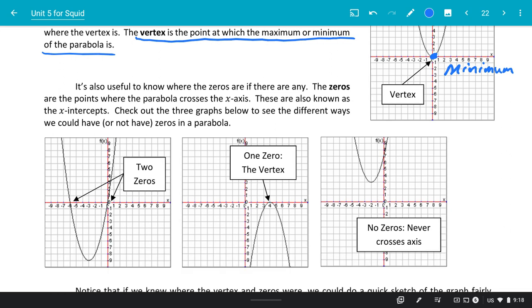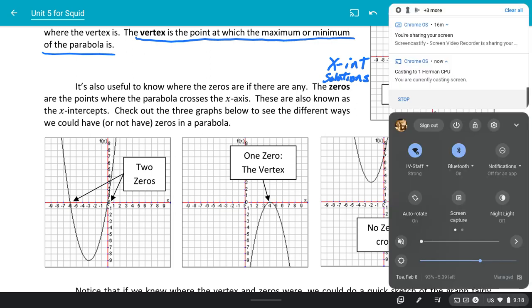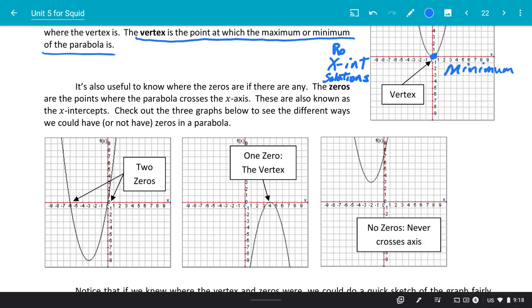What's another name for zeros? Solutions. Another name for zeros. X-intercepts. One more name for zeros. The roots. The roots of the quadratic. Yeah, that's what I'm after. Okay. The zeros are the points where the parabola crosses the x-axis. They're also known as the x-intercepts.